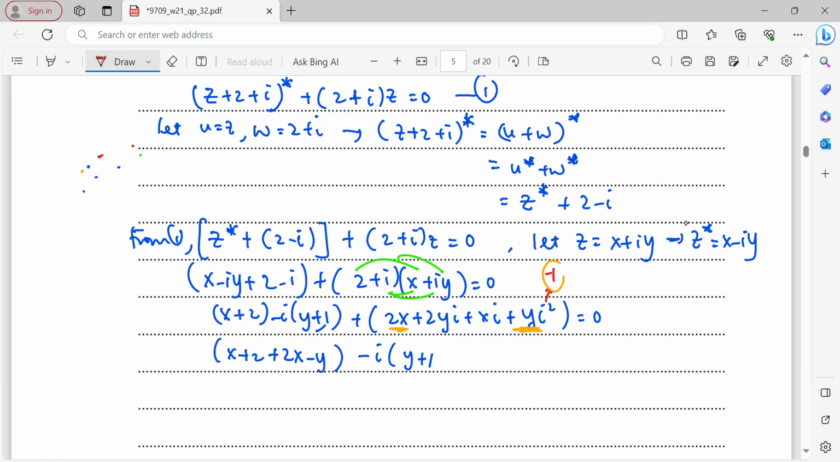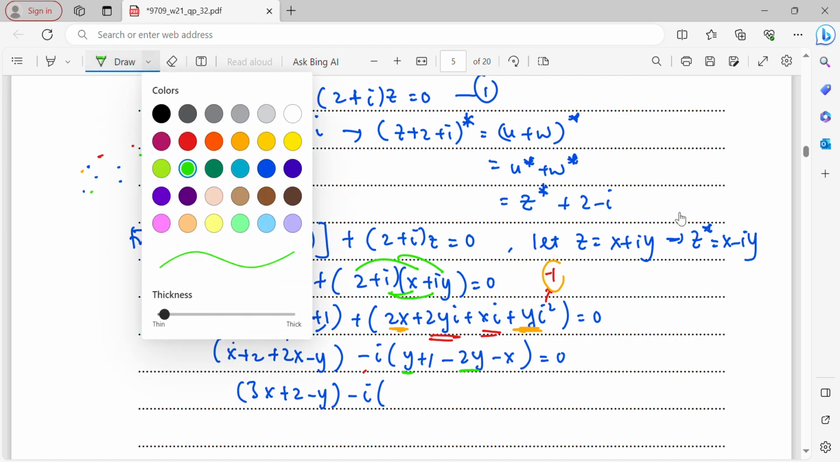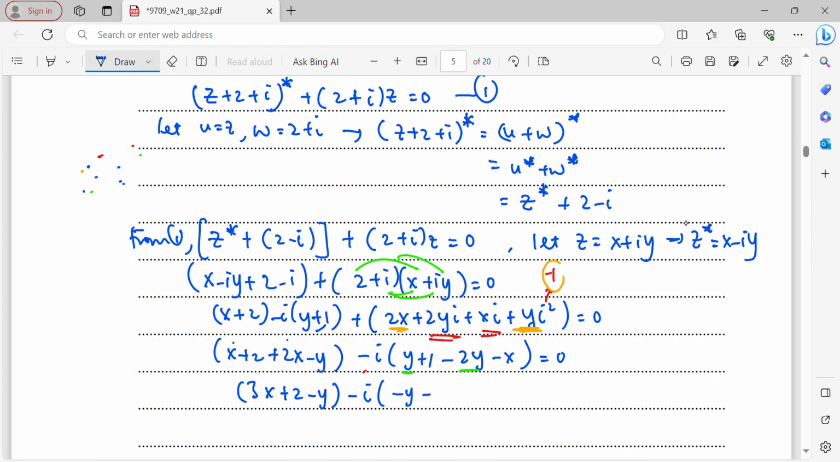When you look at here, this is 2yi, xi. Both are plus, but I have factorized minus. Means that I will be getting minus (2y plus x), that equals 0. So from here, I simplify. x plus 2x will be 3x plus 2 minus y, real part, minus i. Now again, when you simplify this, y plus 2y... y minus 2y is minus y, then plus 1 minus x, equals 0, right-hand side I will write 0 plus 0i.